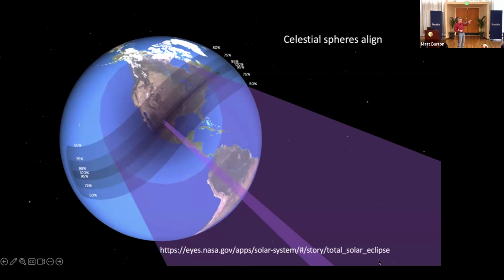So this website, eyes.nasa.gov, has this wonderful simulator that lets you see when the celestial spheres align.